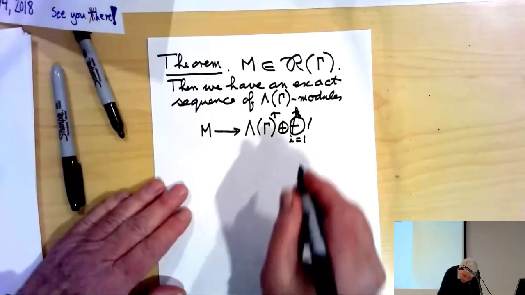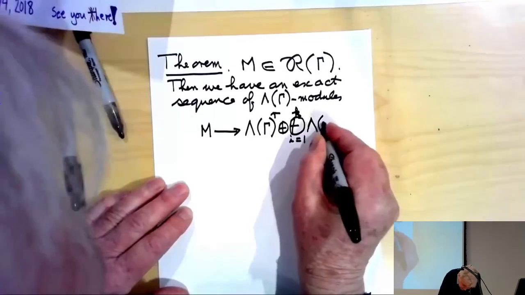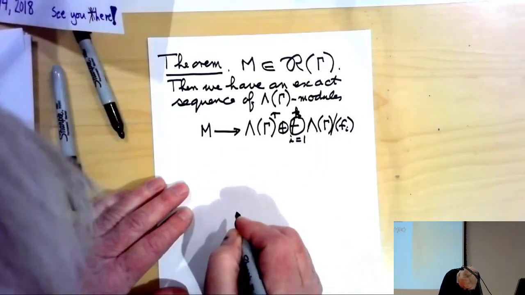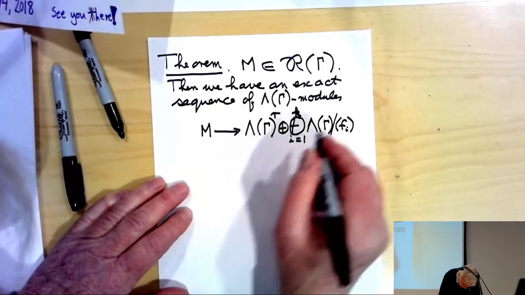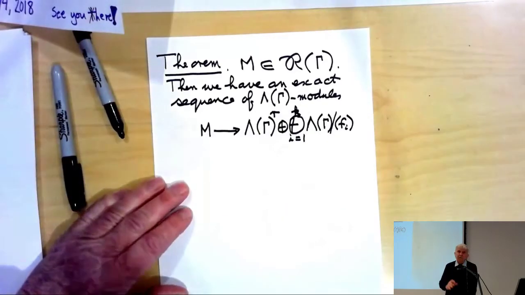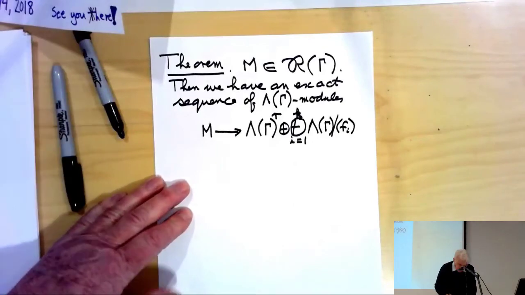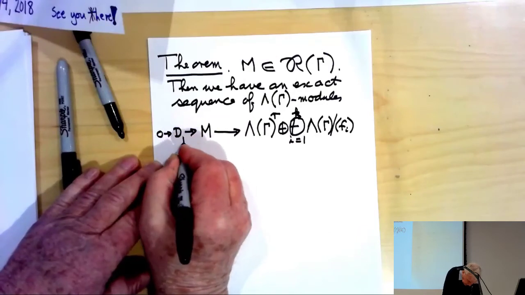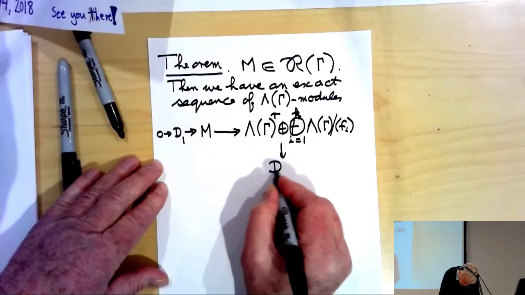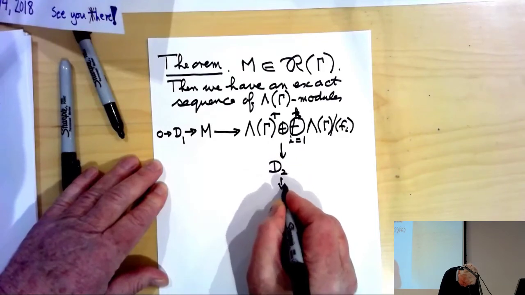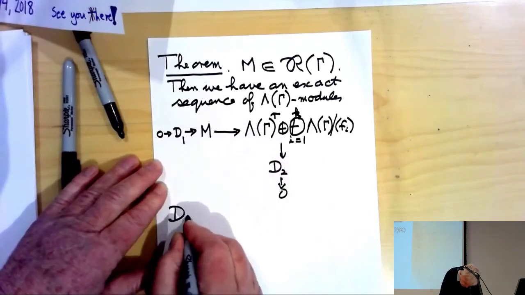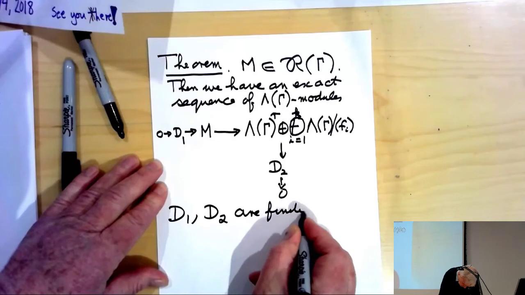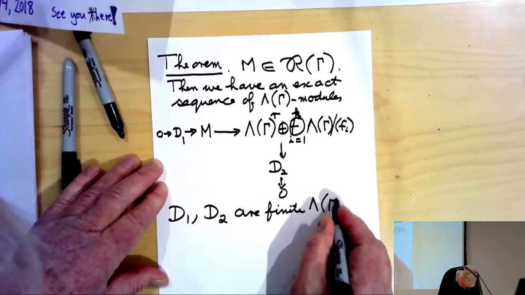Of lambda gamma modulo f_i, principal ideals, from i equals 1 to k. So there is such a homomorphism, which is almost an isomorphism, which is what we call a pseudo-isomorphism. In other words, the kernel D1 and the co-kernel D2, D1 and D2, are finite lambda gamma modules.